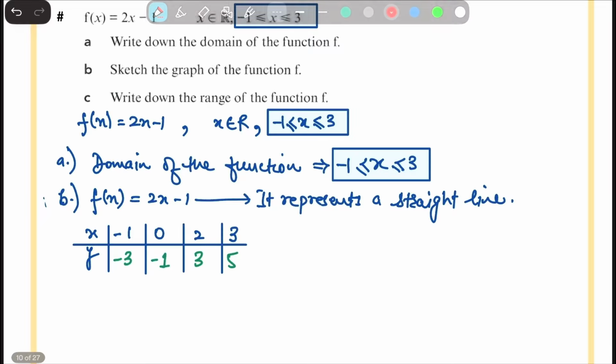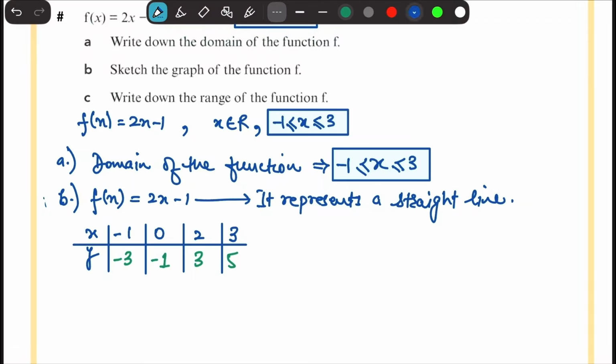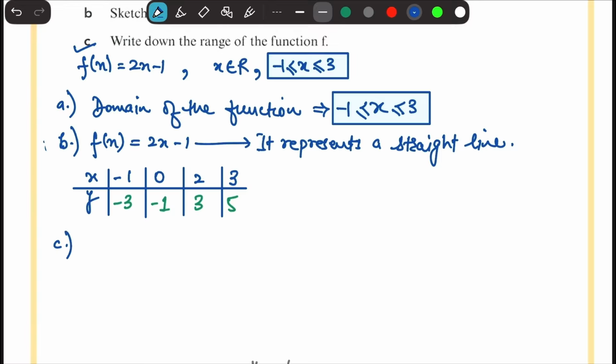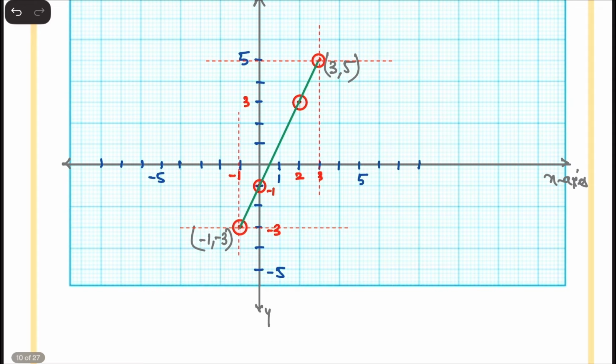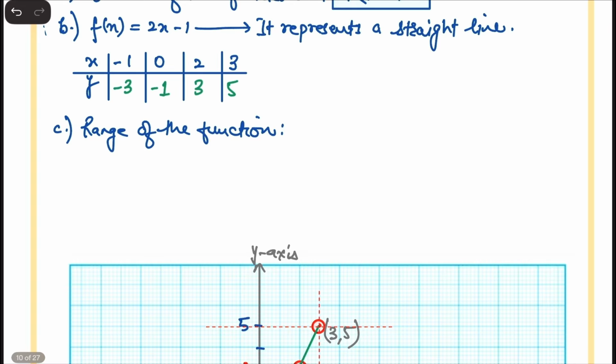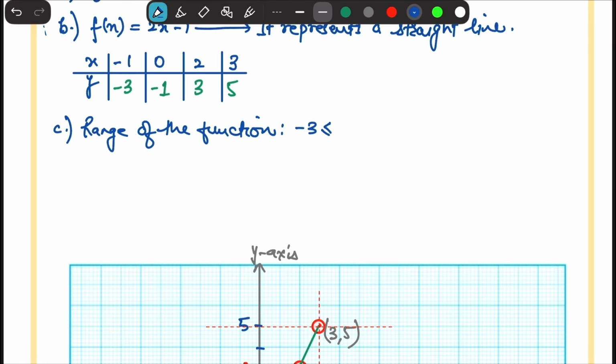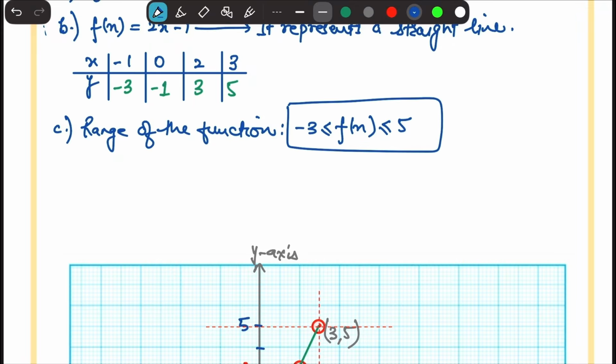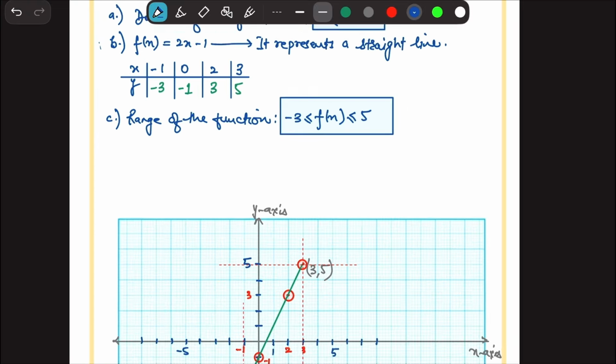Okay, now I will write the solutions for part C. So part C is saying write down the range of the function, right? So C part, we will move on that. Range of the function. Okay, so range of the function is going to be from minus 3 to plus 5, right? So I will quickly write it as minus 3 less than or equal to f of x less than or equal to plus 5. So I can say that this is the range for the given question according to the given situations.